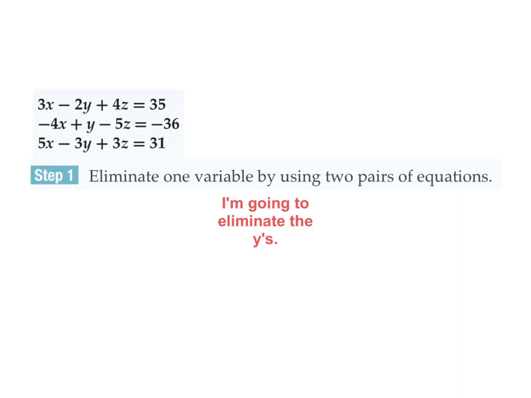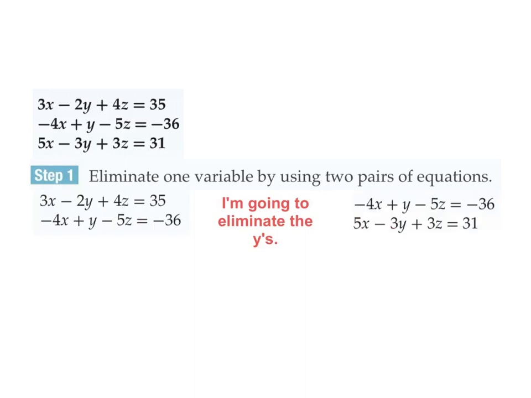And since we've identified this middle equation as the one that's going to keep getting multiplied, I'm going to pair it with the top equation, and then I'm also going to pair it with the bottom equation. So it kind of will look like this. Okay? So the top equation and the middle equation on the left, the middle equation and the bottom equation on the right.